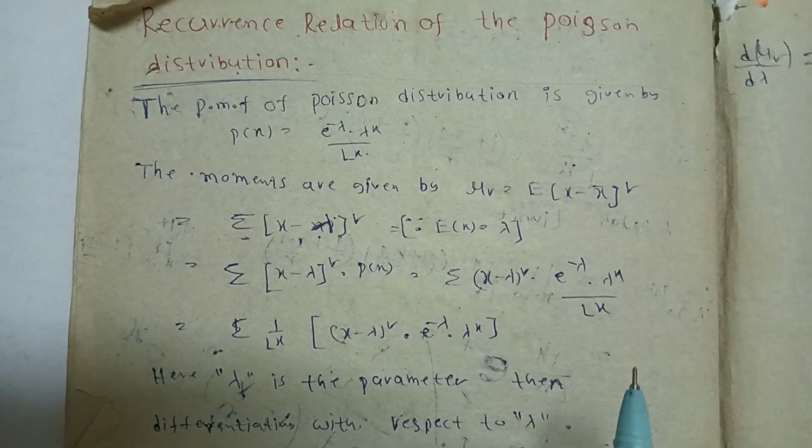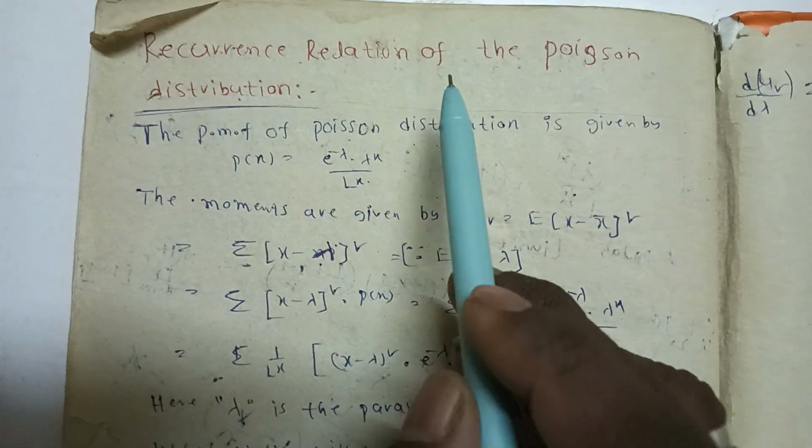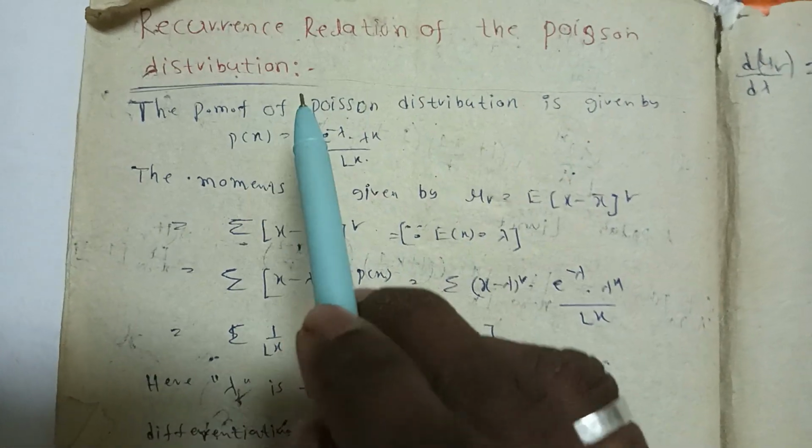Welcome to Teja Statistics. Today we are learning the recurrence relation of Poisson distribution.